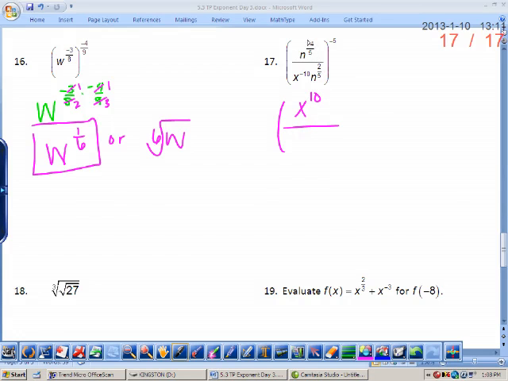So I could bring the n to the 4/5 down, and then what would I end up doing with 4/5 and 2/5? Add them. So we would have n to what power? 6/5. And all of that is being raised to the negative 5. All right, what does the negative allow us to do? Flip it.